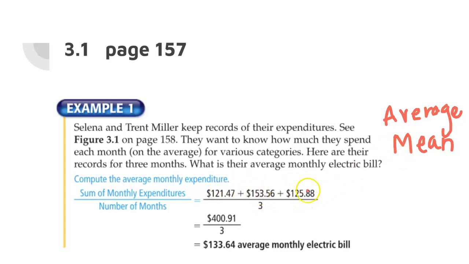So you add up the 3 months, and you divide by how many months there are. So there's 1, 2, 3. This is the same as this. And this is what their monthly electric bill will be.